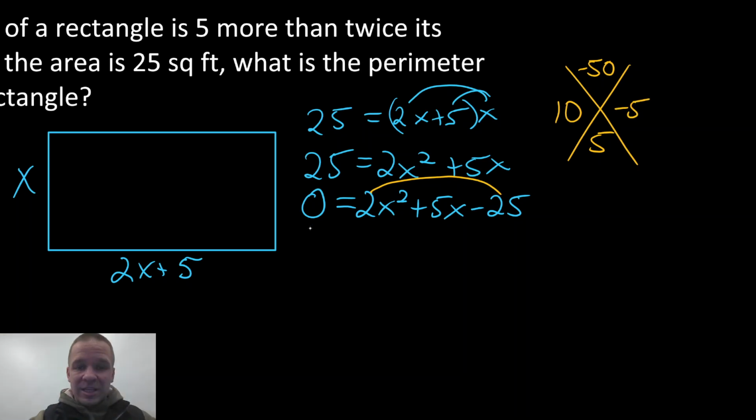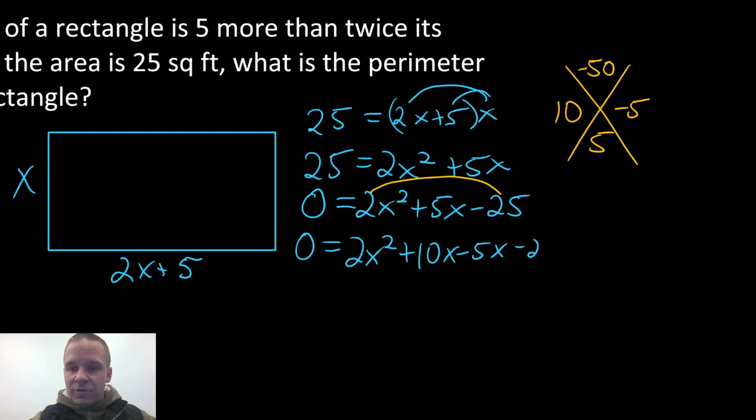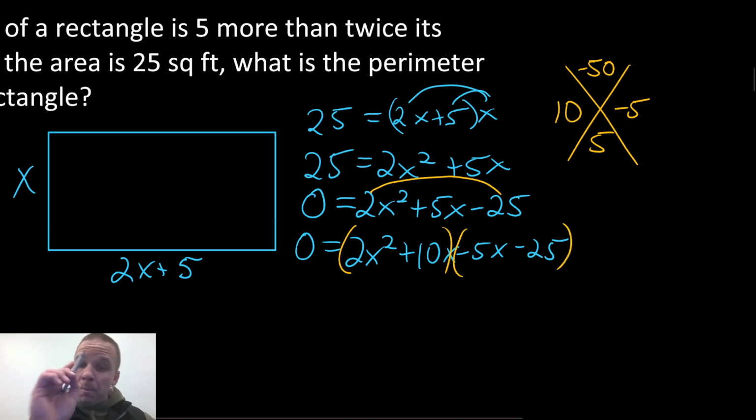Now what I can do is I can split this bad boy apart. The 2x squared stays the same. Then I'm going to have a 10x and a negative 5x, and then a negative 25. Now I'm going to group the first two. I'm going to group those last two. Then I'm going to pull out a GCF.